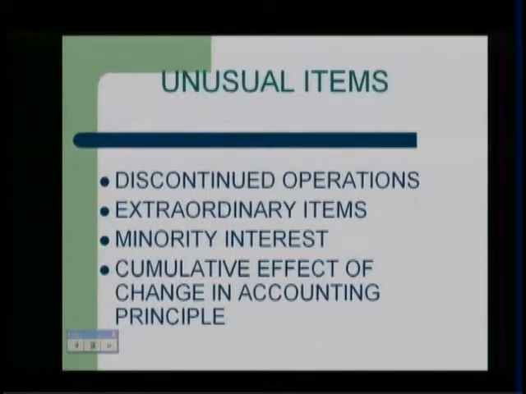Discontinued operations occurs when a company has decided to discontinue a major part of their company, something that would stand alone if it were able to do so. Not just a piece of the company, but a major component. Extraordinary items will occur when an unusual event, an infrequent event occurs. It has to meet certain criteria from an accounting standpoint to be included as an extraordinary item.